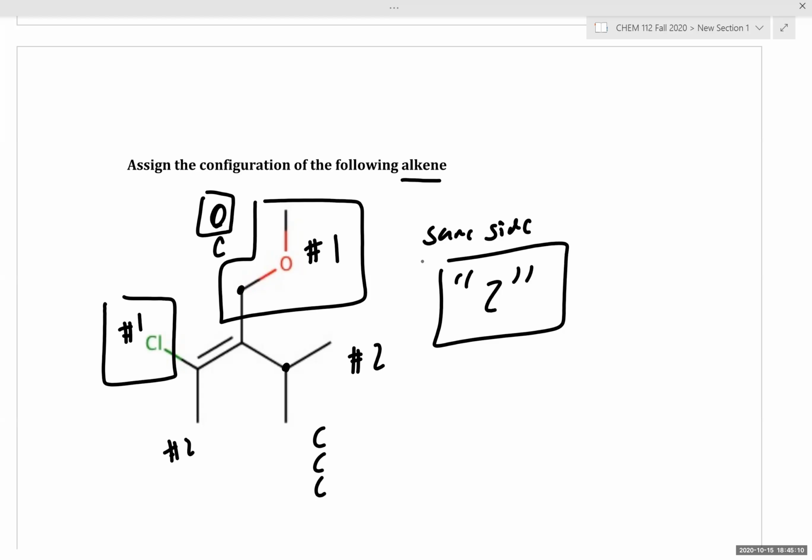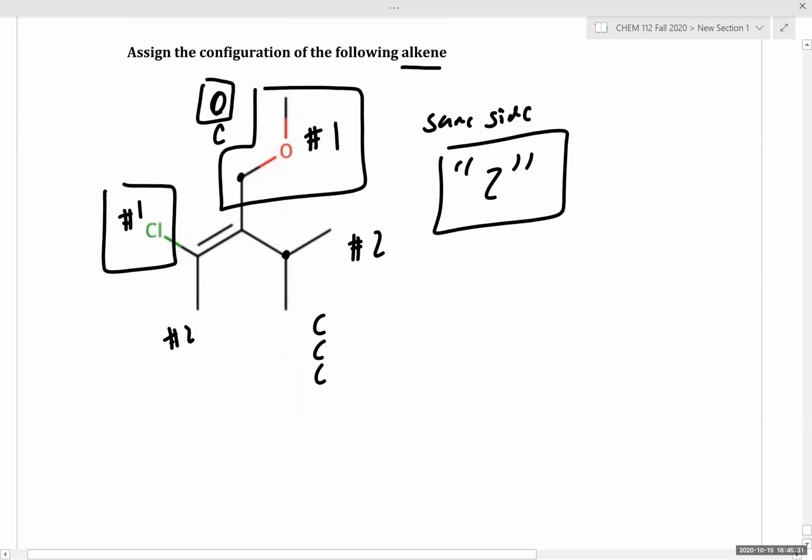So in these next examples, you're going to want to be really careful with your priority assignments. So I'd like, just like I've drawn here, these priority lists that we use to rank groups in order of priority, in order of the highest atomic mass substituents. You're going to want to be familiar using these to solve later problems.